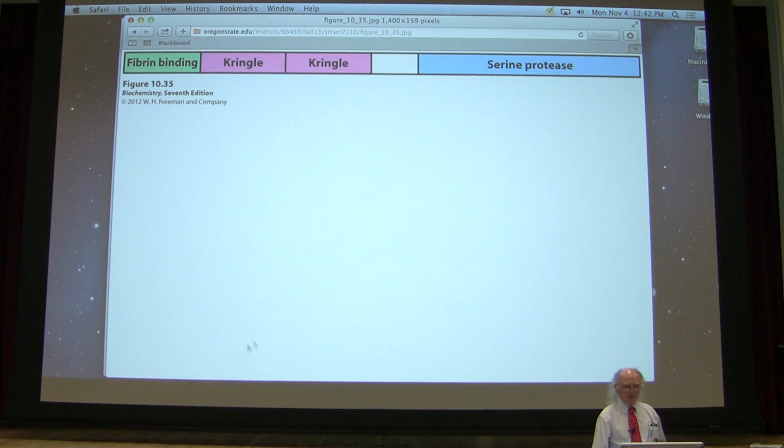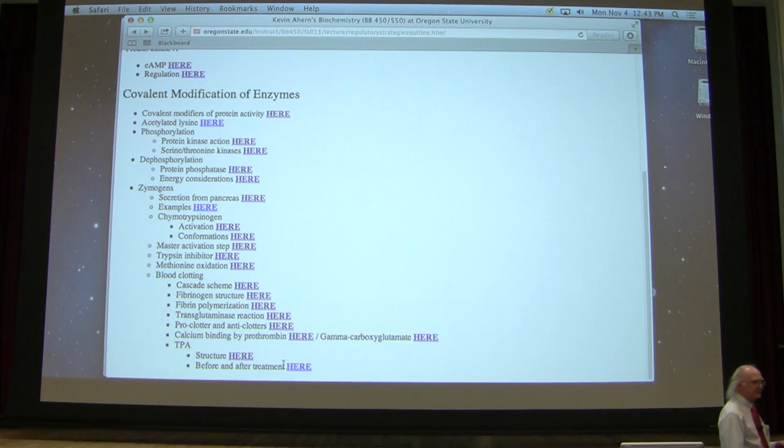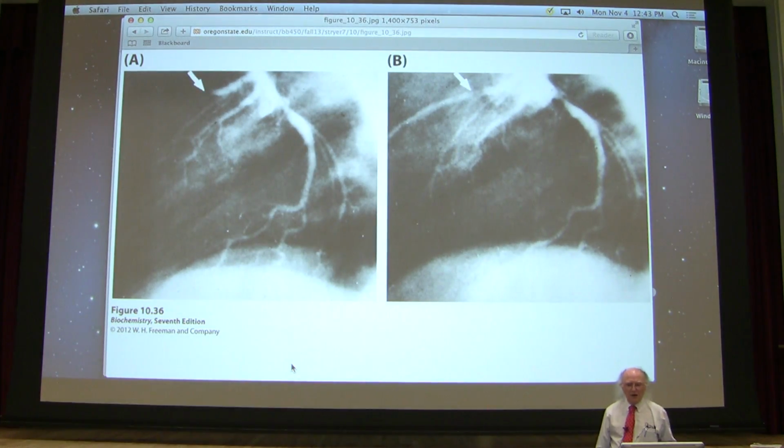This is schematically what it looks like. You can see it's a serine protease. So the presence of TPA will cause plasminogen to become plasmin, and plasmin will then attack blood clots. This turns out to be very useful in certain medical circumstances. Here is a remarkable photograph of a blocked artery in a heart that was treated with TPA, and you can see the blood flow after. There's before and there is after.